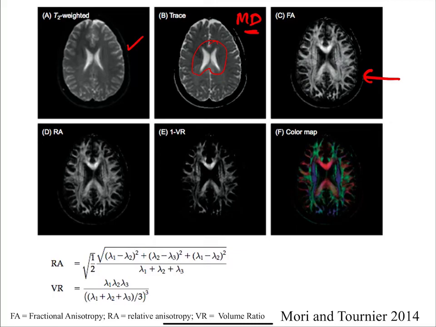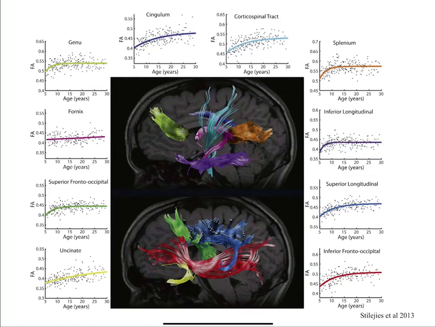Now, there are other measures such as relative anisotropy and volume ratio that are also measures of how anisotropic things are. These tend not to be used as much in the literature, so we're not going to really talk about them. Really, primarily you hear about FA maps. For whatever reason, that has taken over as the predominant measure. And then you can do lots of really fun things with FA maps.